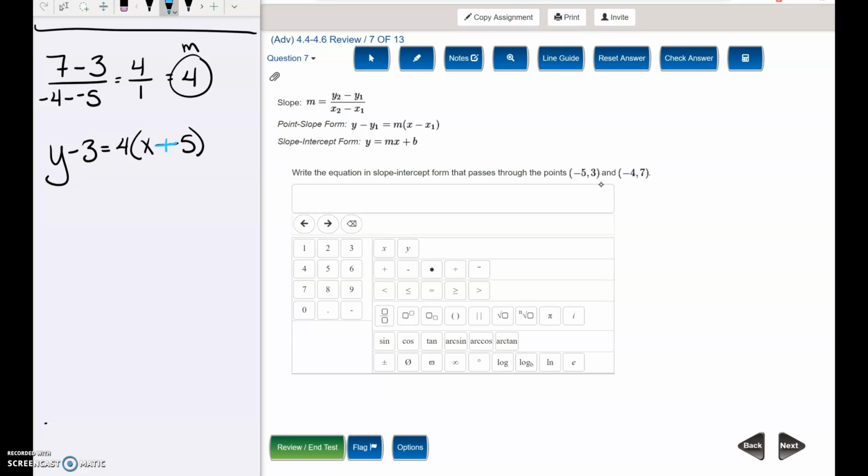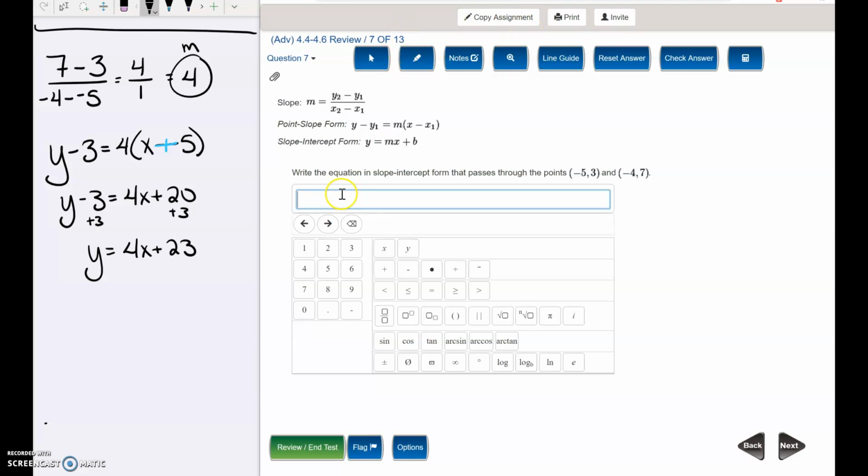Minus the negative really means plus. So I've got 4x plus 20. Add 3 on both sides. And we get y equals 4x plus 23. Now, this particular problem says, write the equation in slope-intercept form that passes through the points. You have to make sure on this problem that you type in y equals 4x plus 23.